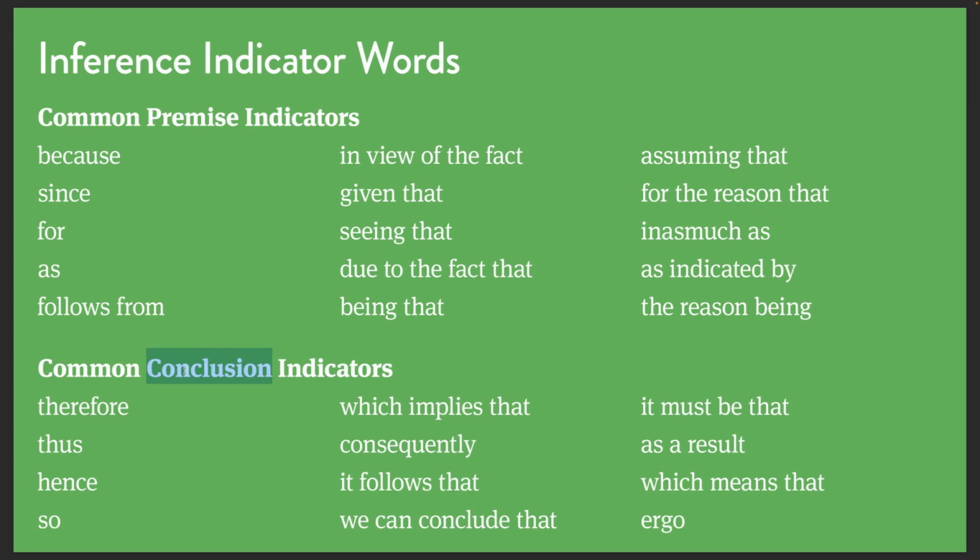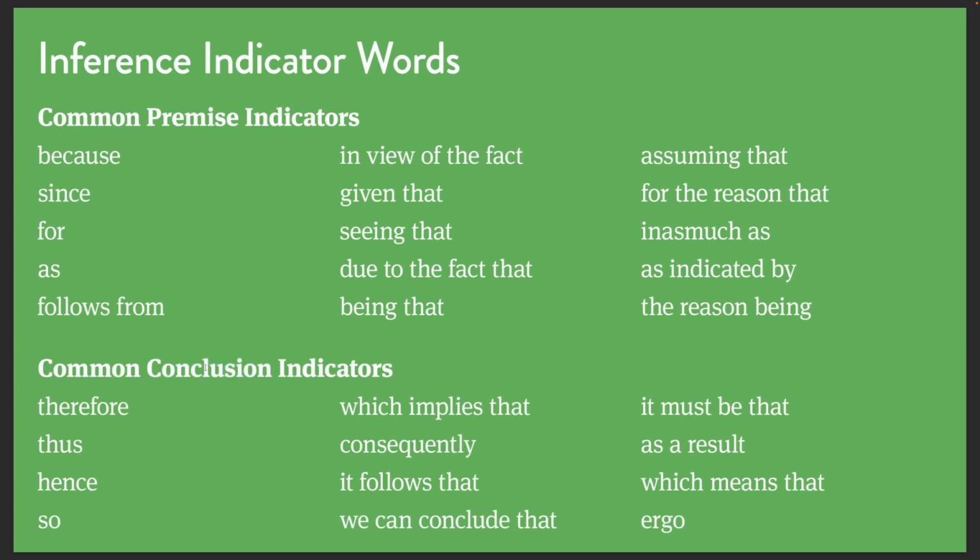And of course, there are also common conclusion indicators. Therefore, thus, hence, so, implies that, consequently, and so on. If you want to get fancy, ergo. Someone's going to put this on an exam. They're going to be like, ergo, I'm fancy. I speak Latin, or is that Latin? I don't know. I'm sure it is. But anyway, whatever follows these kinds of words or phrases is probably going to be some kind of conclusion.